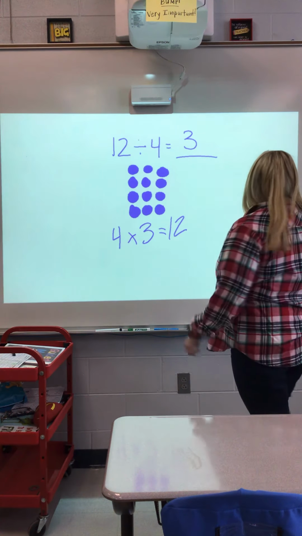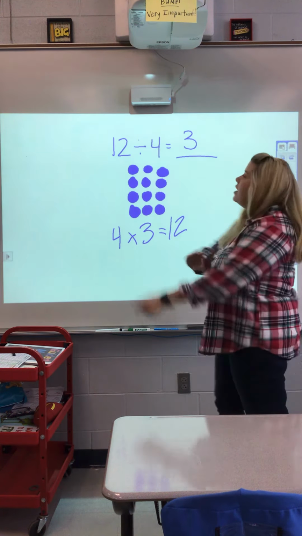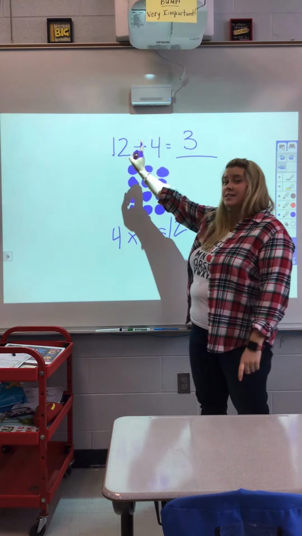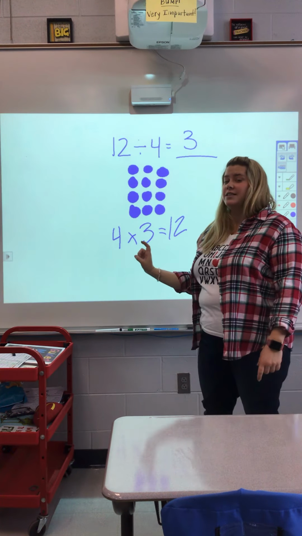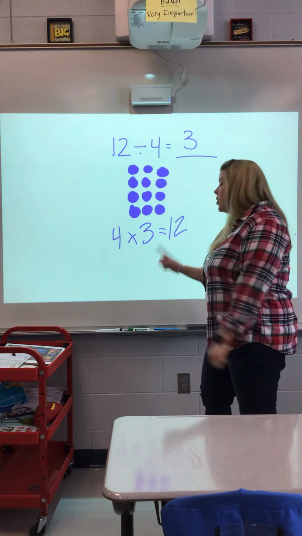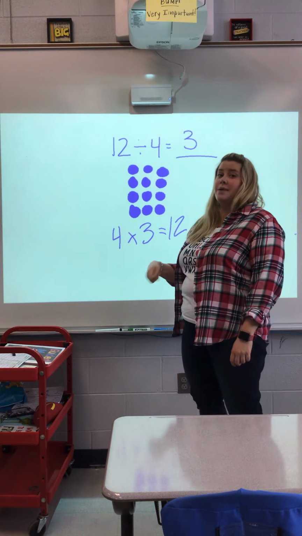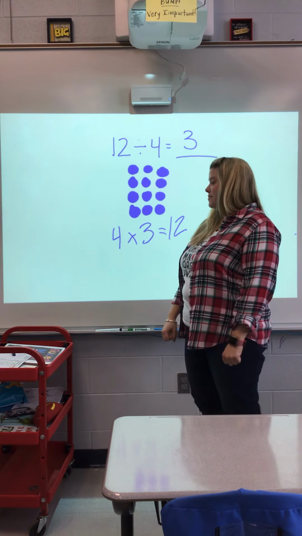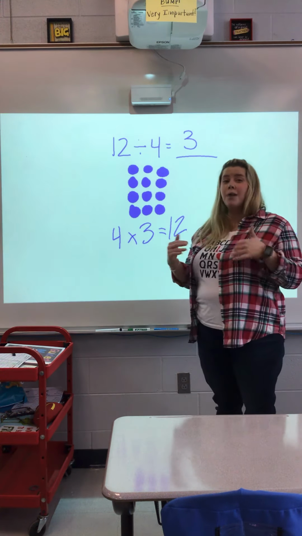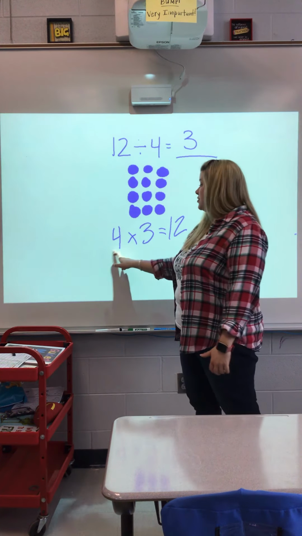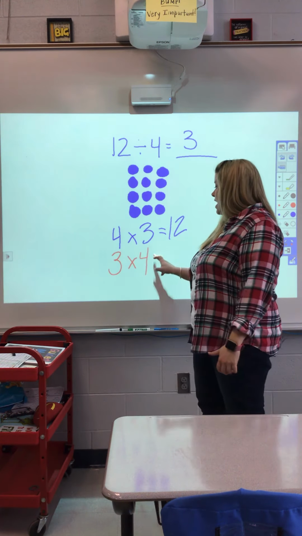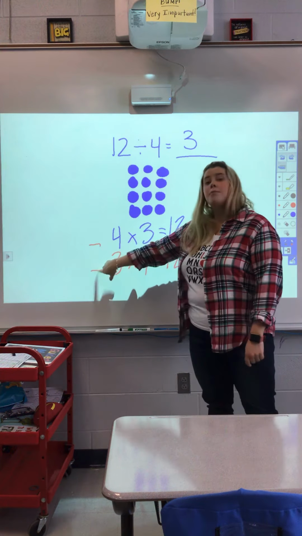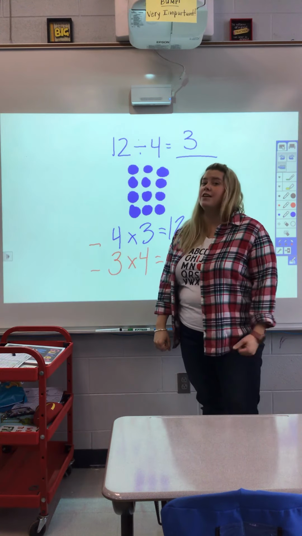Let's take it one step further. How can I make a fact family out of this? I've already got one of my division sentences and one of my multiplication sentences. Let's see if we can come up with the other two. What would my other multiplication sentence be? See if you can say it out loud to yourself. Right, the commutative property tells us that I can turn this fact around and my answer doesn't change. Okay, so here's my 2 multiplication facts that would be in my fact family.